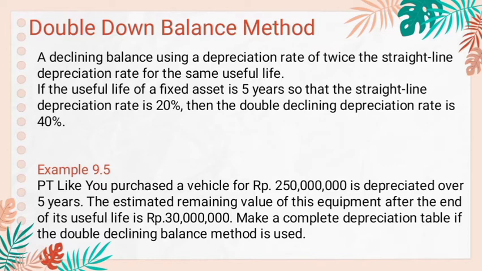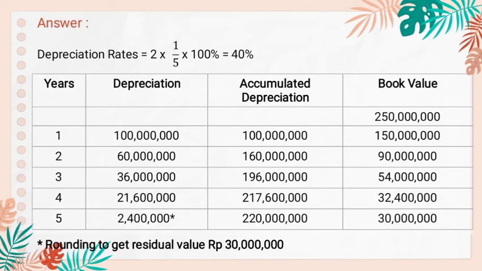Example: PT X purchases a vehicle for 250 million rupiah, depreciated over 5 years. The estimated remaining value of this equipment at the end of its useful life is 30 million rupiah. Make a complete depreciation table if the double declining balance method is used. So this is the answer.